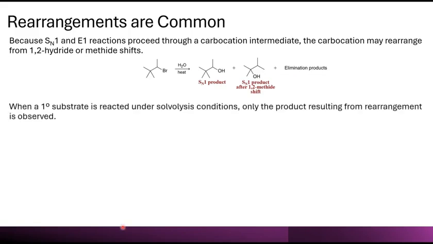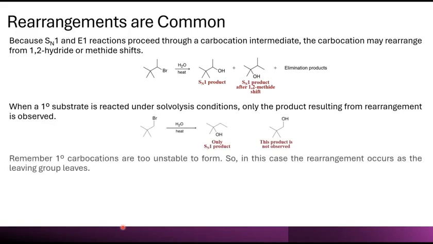When a primary substrate is reacted under solvolysis conditions, only the product resulting from rearrangement is observed. So note, a primary carbocation would be too unstable to form, so the rearrangement will occur in order to support that positive charge when the leaving group is leaving. So the leaving group would be leaving, the shifting will be taking place, and this is the only SN1 product observed because a tertiary carbocation formed.